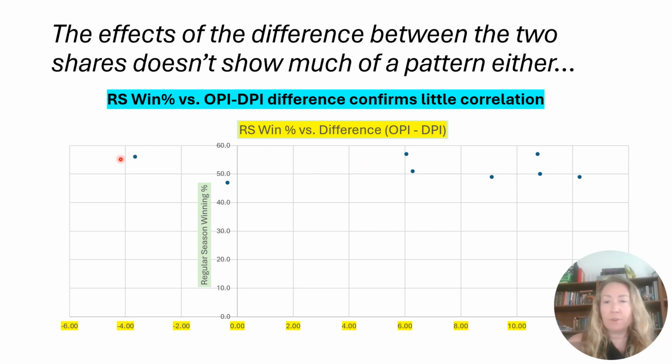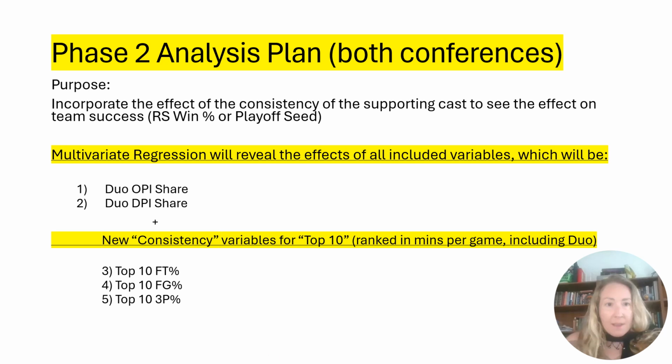I mean, if you were to draw a best fit trend line through this, it would pretty much be a straight line. So that means there are other variables that we're going to investigate later that should be more explanatory, unlike the Eastern Conference, where the OPI and DPI shares seem to make a difference in predicting the regular season record. So, phase 2 analysis plan.